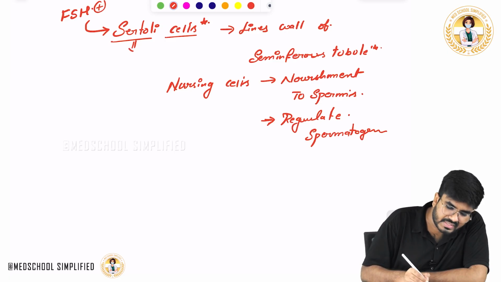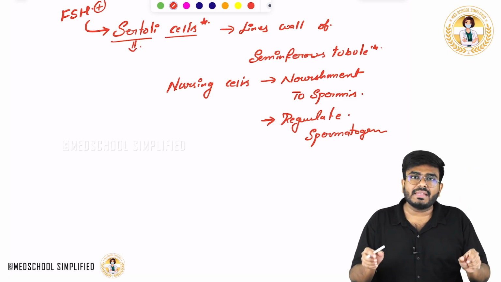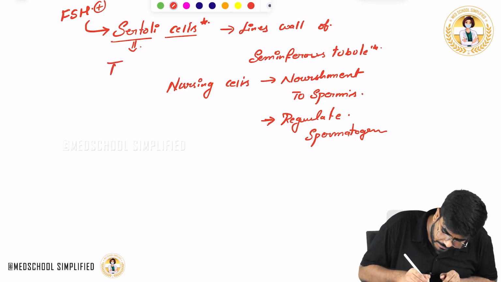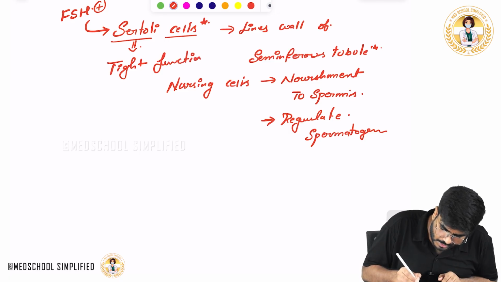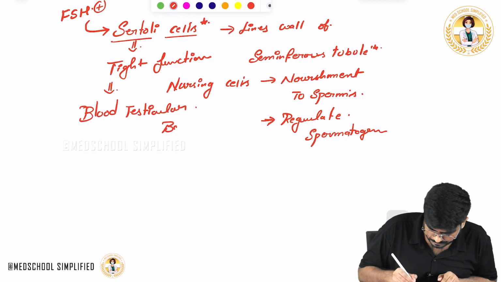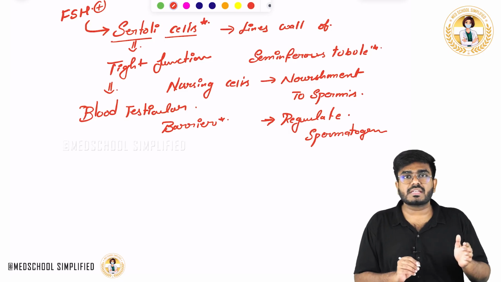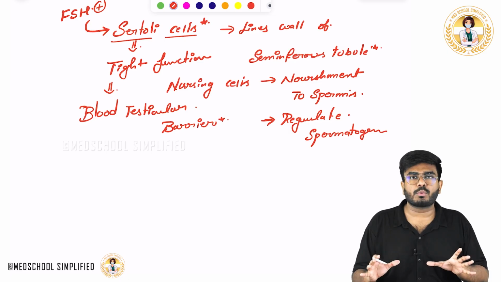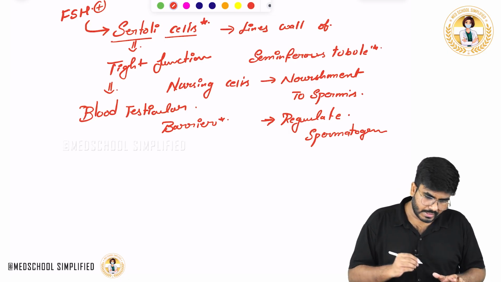Not only that, these Sertoli cells actually form a lining. In between the Sertoli cells, there are going to be tight junctions. So these Sertoli cells actually form the blood testicular barrier, which doesn't allow any toxic substances from the blood to enter into the testis. So Sertoli cells are totally taking care of the spermatogenesis process.